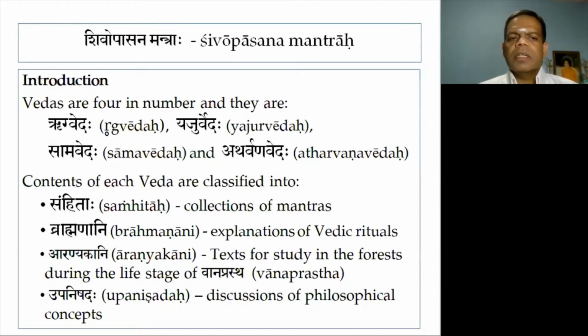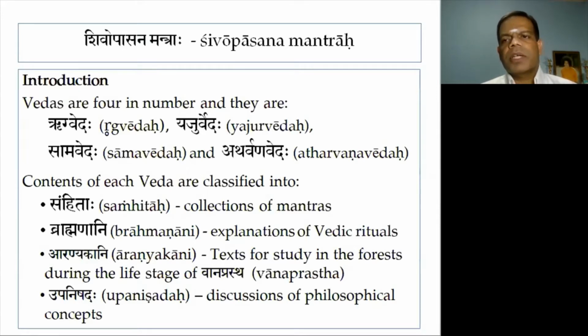The second type of text is Brahmanas. They go into detail of how they basically explain some of the Samhita mantras, how they are to be used, and certain guidance as to how the Vedic rituals are to be performed. They could also be considered some form of a commentary or explanation of the mantras contained in the Samhita.